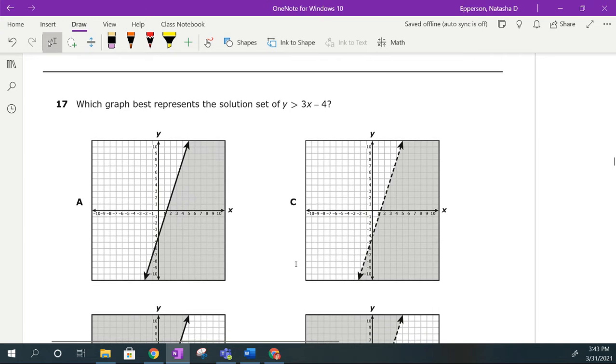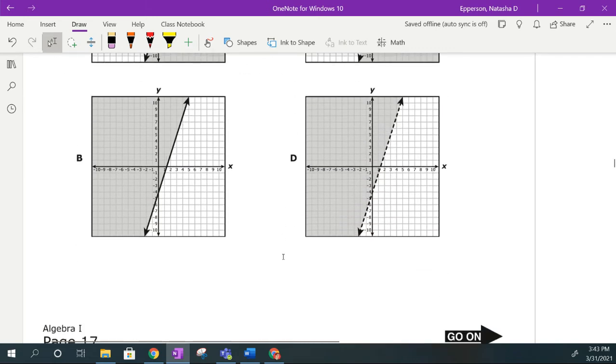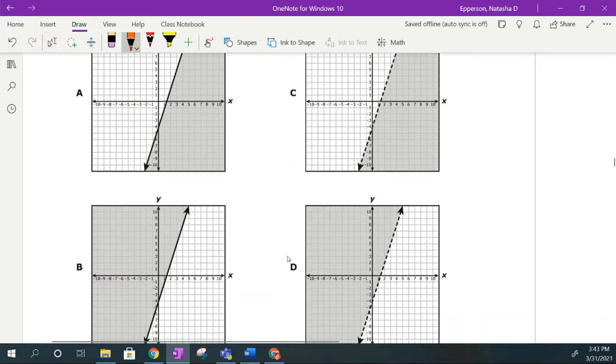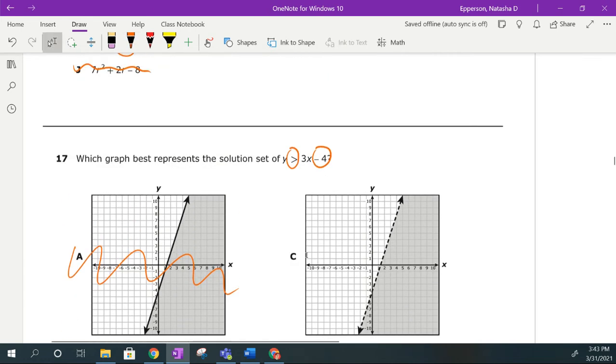Number 17, which graph represents the solution of this? So here I have a y-intercept of -4. I'm going to see if I can eliminate any of my answer choices from that. Nope, they all have a y-intercept of -4. My inequality symbol doesn't have a bar underneath, so that means my line should be dotted. So that's going to eliminate A, and that's going to eliminate B.